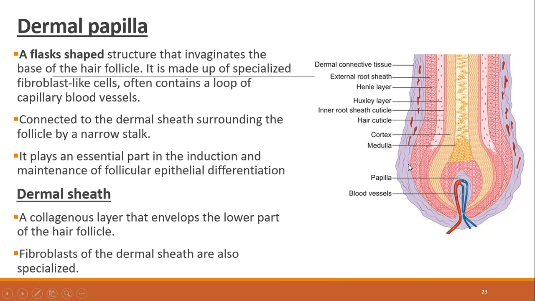Now the dermal sheath. This is the dermal sheath. It is a collagenous layer that envelops the lower part of the hair follicle. Fibroblasts of the dermal sheath are also specialized. So when we are removing the follicle at the time of hair transplant, we remove the follicle with this dermal sheath.